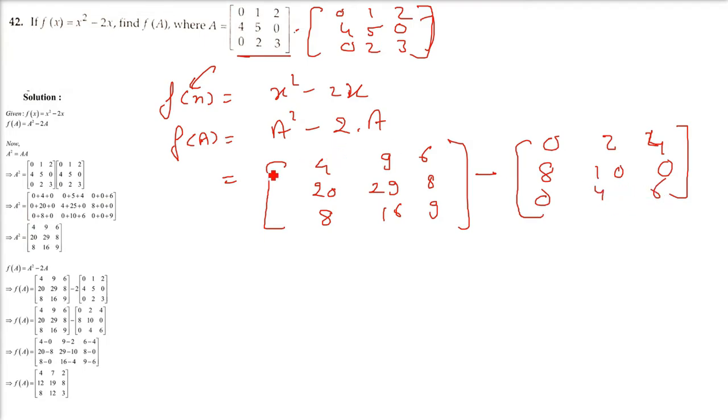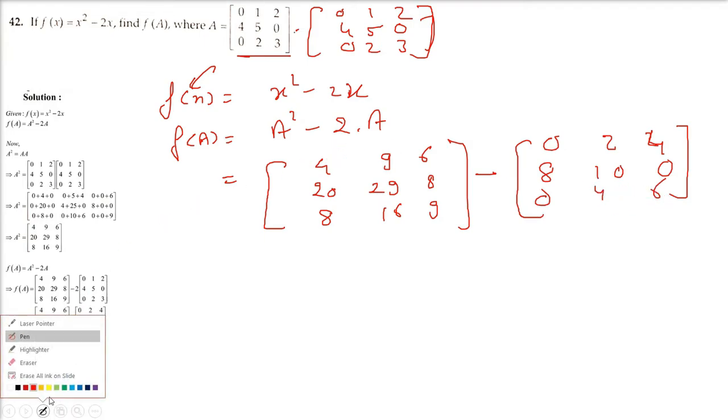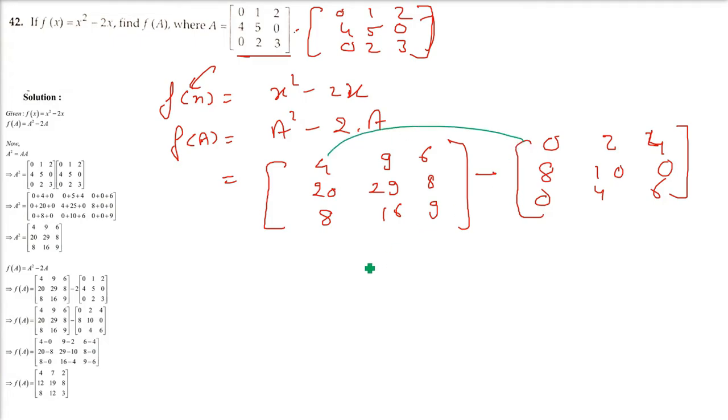I multiplied everything with 2. Now see, just subtract it. 4 minus 0 is 4, 9 minus 2 is 7, 6 minus 4 is 2, 20 minus 8 is 12, 29 minus 10 is 19, 8 minus 0 is 8, 8 minus 0 is 8, 16 minus 4 is 12, and 9 minus 6 is 3. This is your final answer.